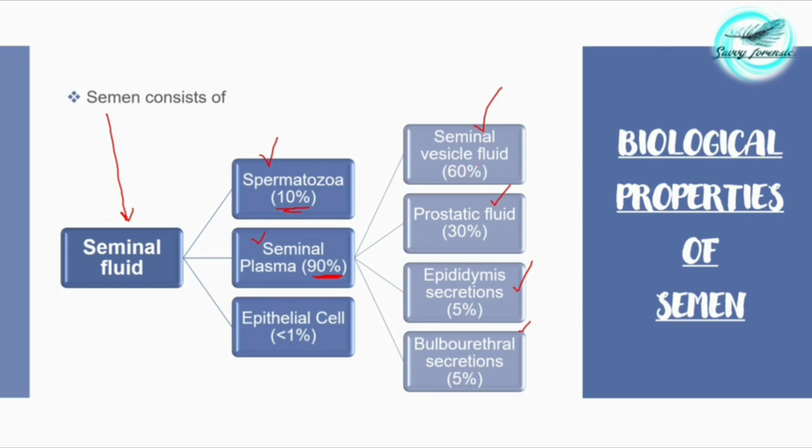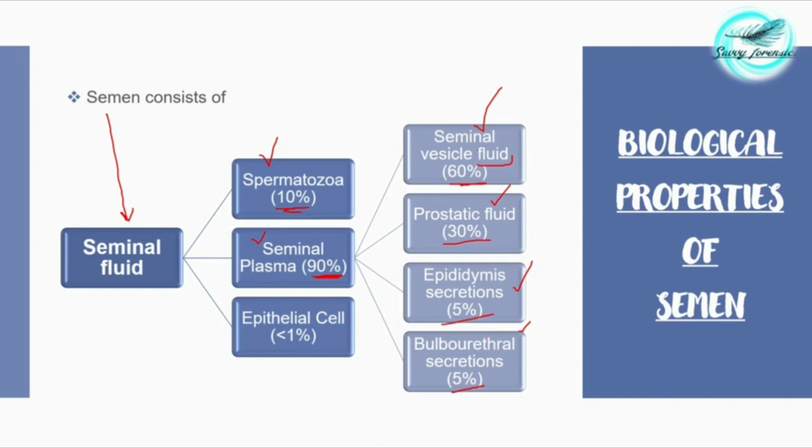Seminal vesicle fluid, which is secreted from the seminal vesicle, constitutes 60% of the total seminal plasma. Then the prostatic fluid, which is secreted from the prostate gland, constitutes 30% of the total seminal plasma. The epididymis secretion constitutes 5%, as well as the bulbourethral secretion, which also constitutes 5% of the total seminal plasma. Now, these particular secretions or the fluids from the particular glands consist of several specific entities that are used for the identification of semen.